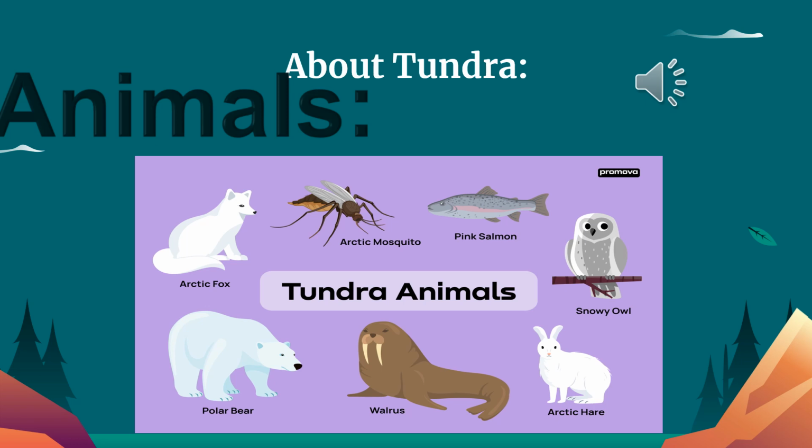Now we have animals of the tundra. We have the Arctic fox, polar bears, Arctic mosquito, pink salmon, snowy owl, Arctic hare, and walrus. A walrus is not a fish, it's something that lives in water and doesn't live in hot climates. It only lives in cold climates.